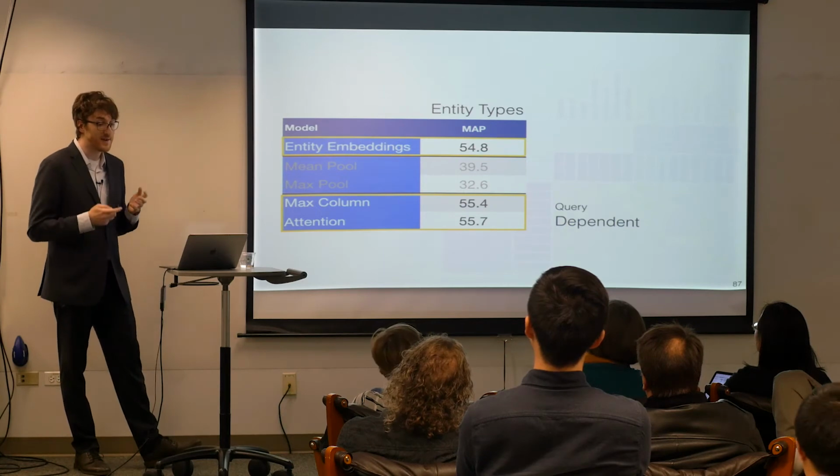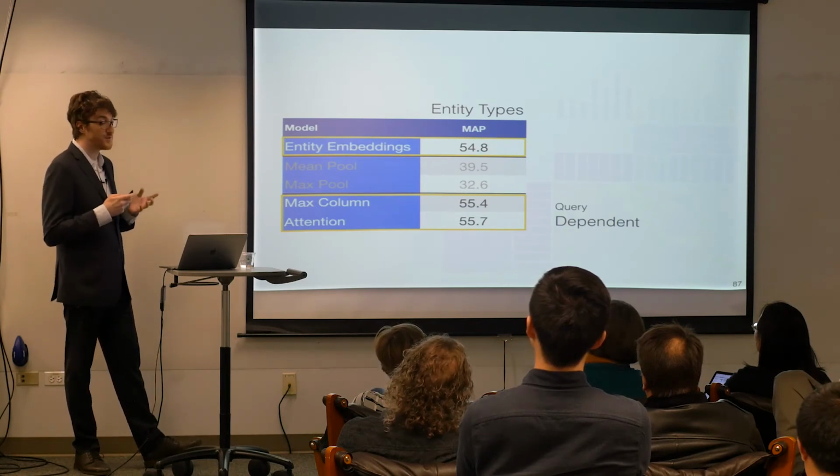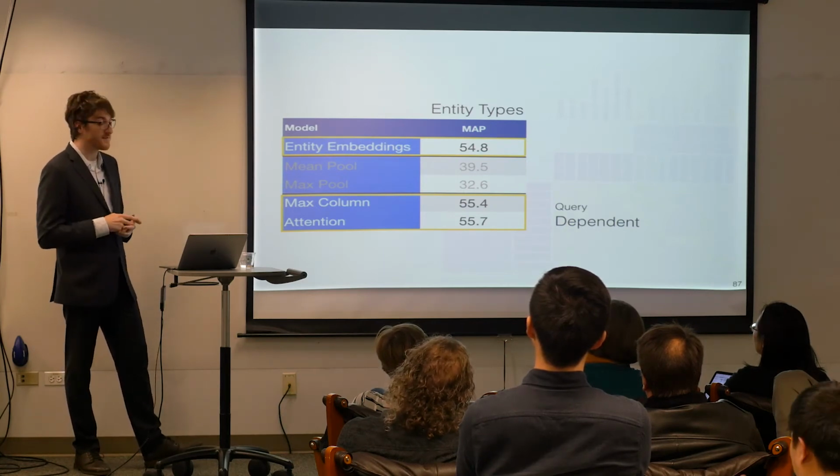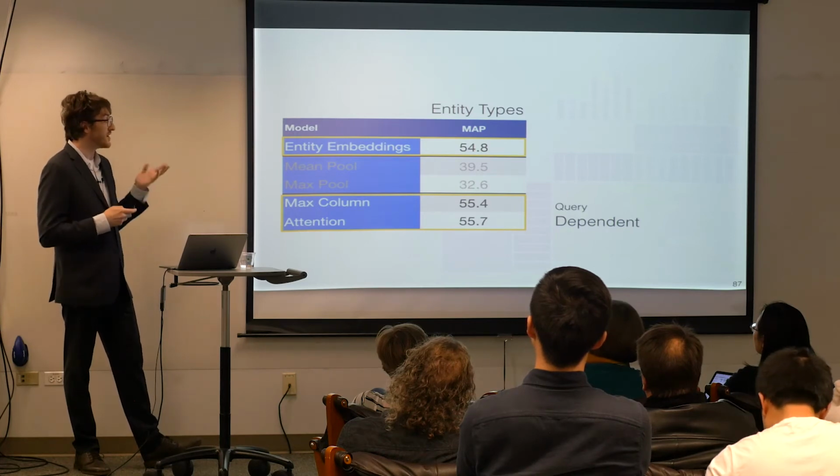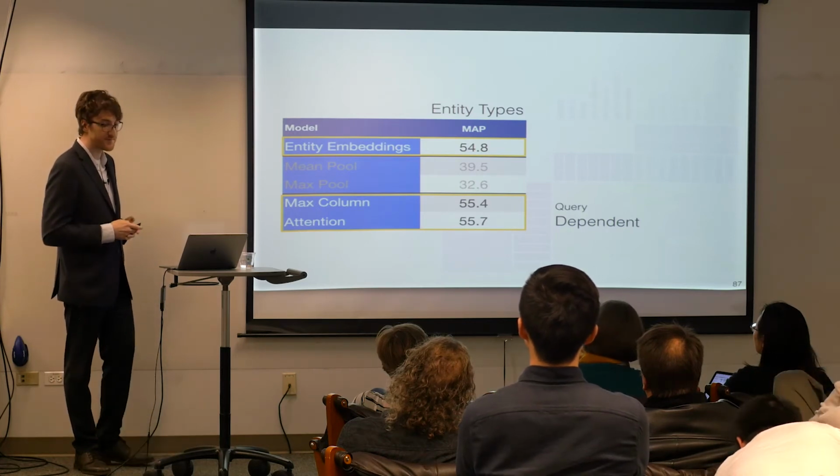And we can also see that these methods are actually slightly outperforming the original model, which learned a single abstract vector, even though it used far more parameters to do so.